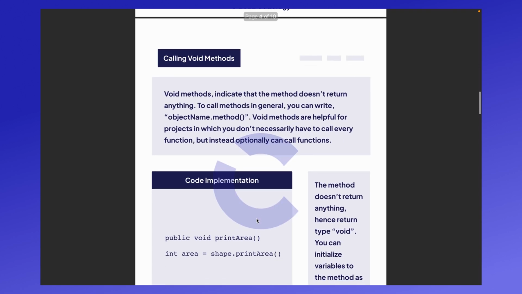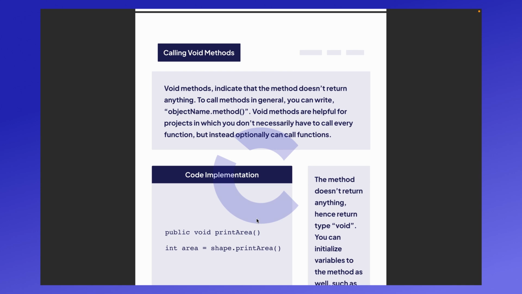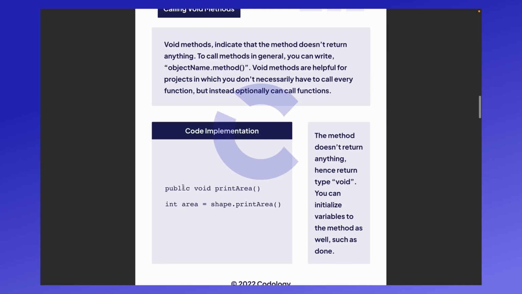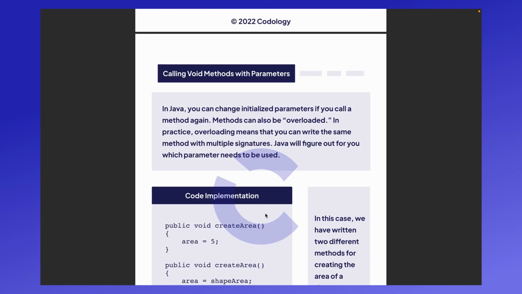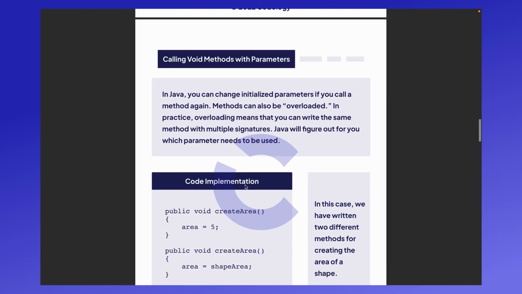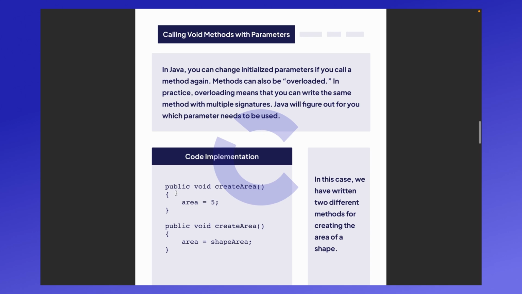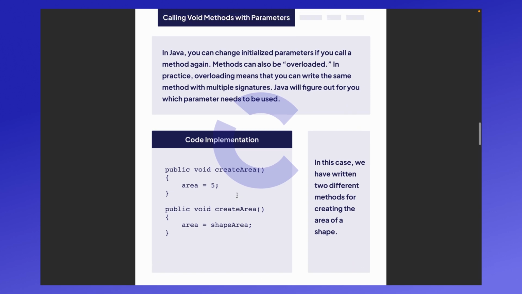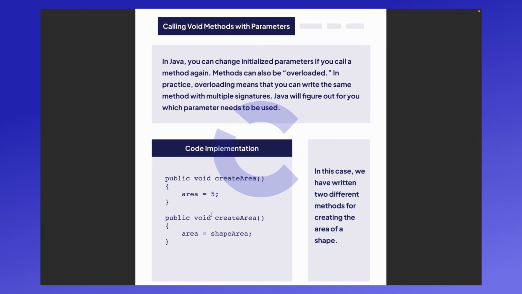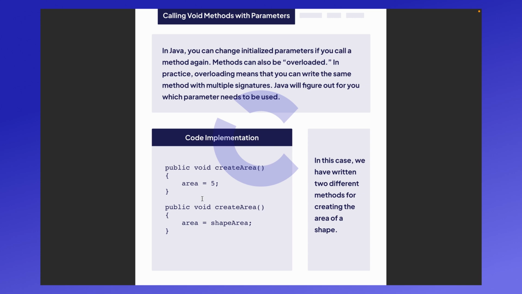Okay, so void methods are basically methods that just don't return anything. So here we have public void printArea, so all it's doing is setting area to this void method, which will not return anything. Void methods can be called with parameters, and also these methods can be overloaded. There could be different parameters, but whatever the user puts in, as long as it follows the requirements, it'll work and it'll choose which method to use. Here we have an overloaded method, but they are both void and have no parameters. But here it'll set area to 5, and area is going to be set to shape area.